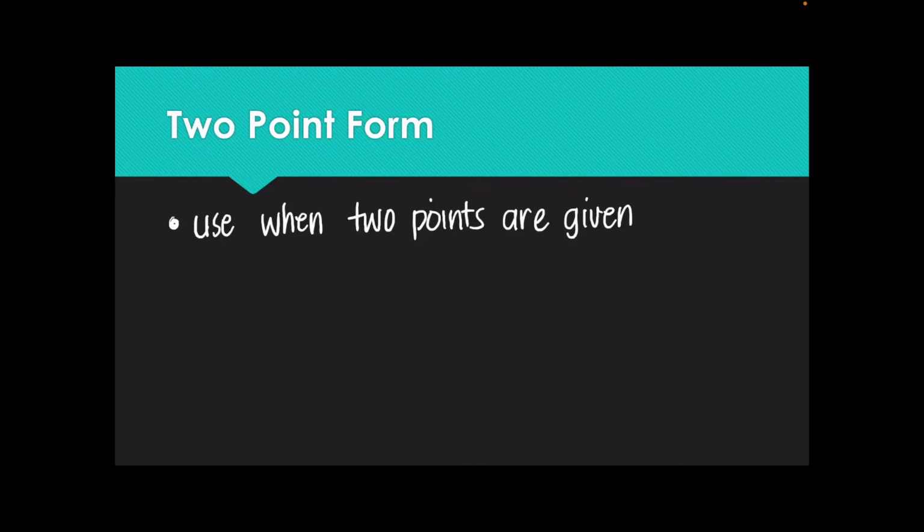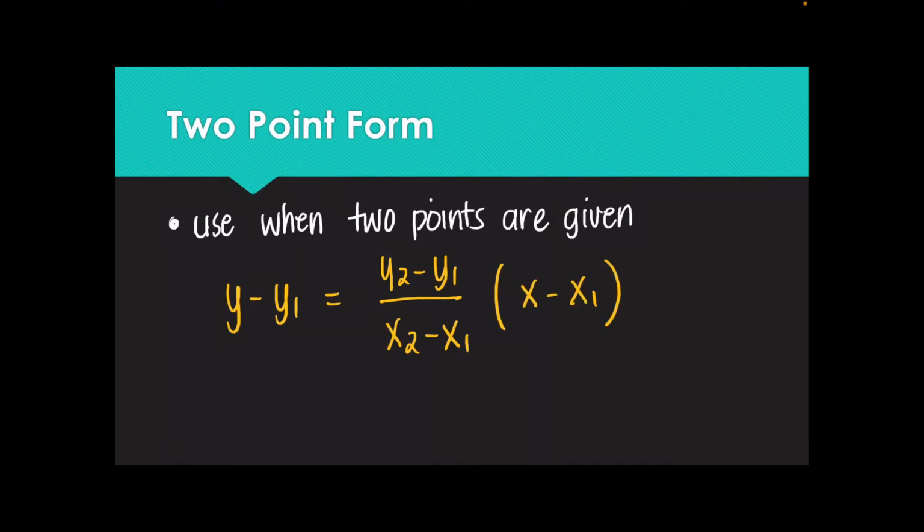It is given in the form y minus y sub 1 equals y sub 2 minus y sub 1 over x sub 2 minus x sub 1 times the quantity x minus x sub 1. Take note that y sub 2 minus y sub 1 over x sub 2 minus x sub 1 is the slope of the line. So, it is similar to the point-slope form.